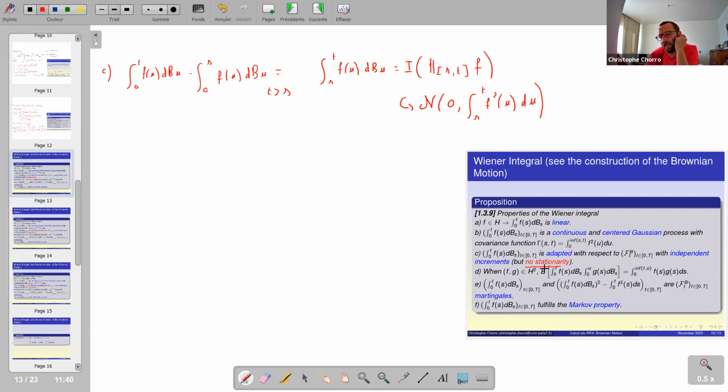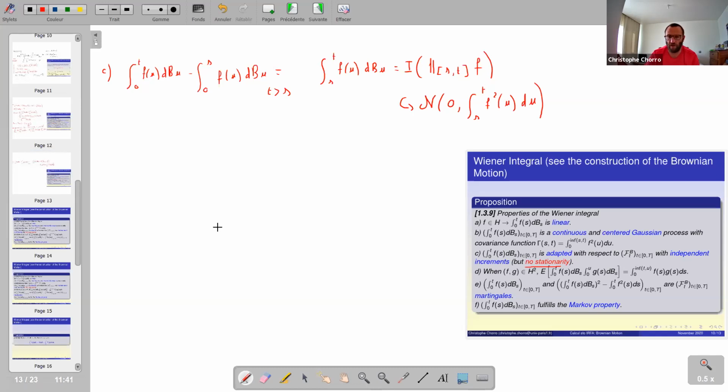The only case where I am stationary is the case where I take for f a constant. And it's more or less the case of the Brownian motion. So the Brownian motion is stationary. It's a particular case of a Wiener integral when I take f equal to 1. And in this case, I am stationary. So I have this one.